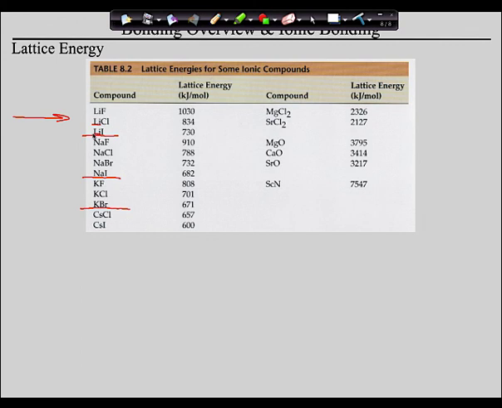So which one is it? And the answer is size. Guys, size is the deal. So now let's talk about size. As we go down, are the atoms getting bigger or smaller? Bigger. And what's happening to the lattice energy as we go down? They're getting weaker. The lattice is getting weaker.